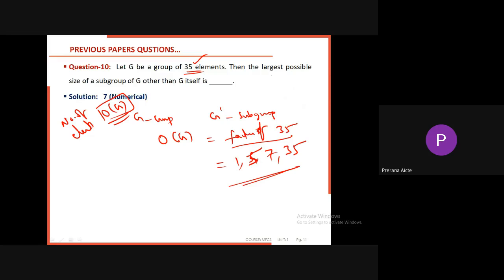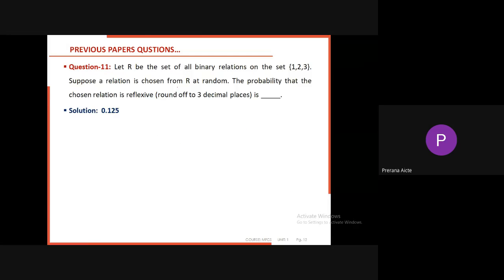Now, the largest possible size of the subgroup. The size of the subgroup may be 1 or 5 or 7 or 35. For a subgroup of G other than G itself, 35 should not be considered. If you ignore 35, the maximum possible number is 7 only. So 7 will be considered here, and the answer is 7 for this.